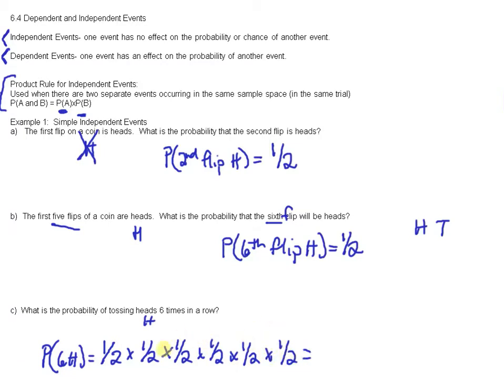Each one of these trials is independent. Therefore, we can just do 1/2 to the exponent 6. If you want to actually solve this, it's 1/64. So there's a 1/64 probability that you get heads 6 times in a row.